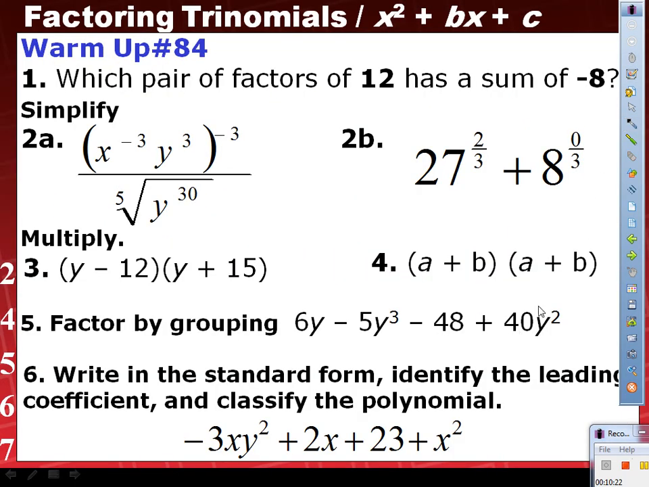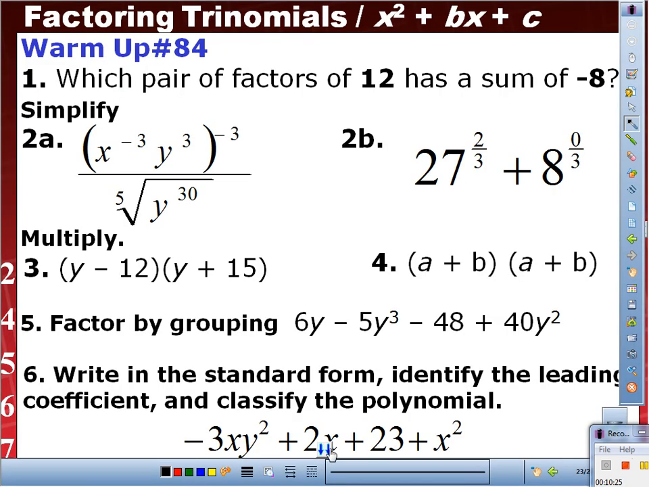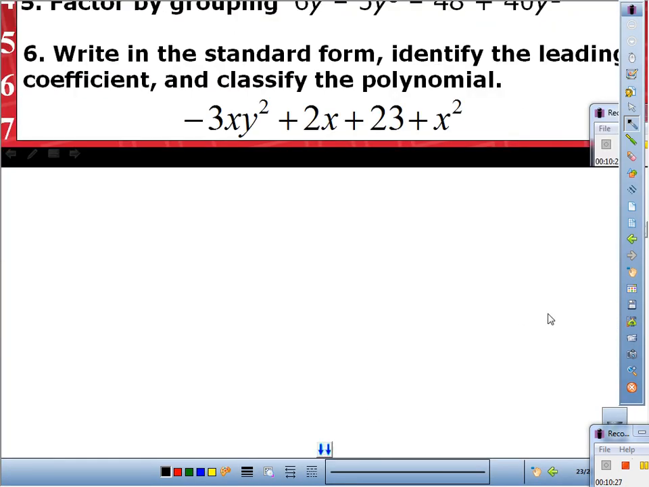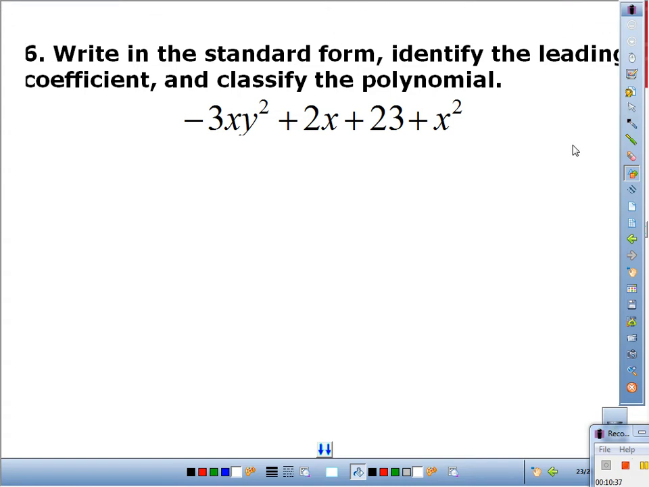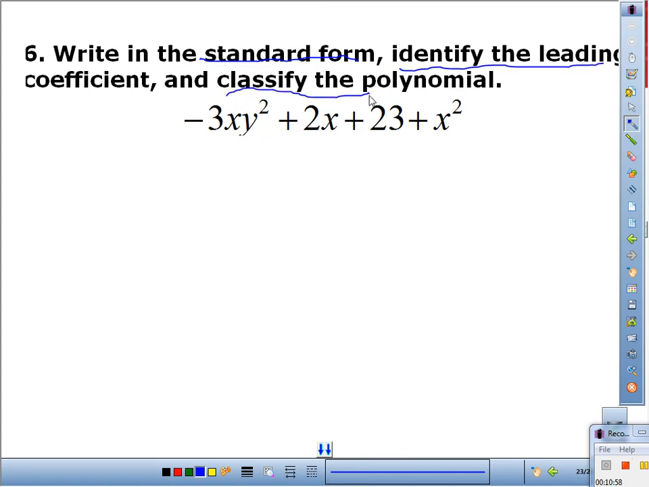And last but not least, number 6. Now this one, once again, I think one of the issues with this is that some of you still haven't memorized the terms of the polynomial, how to classify it. So I'm going to go over this one more time. We're going to revisit some of the steps in a little bit just to refresh our memory. So here we go. It says, write in standard form, identify the leading coefficient, and classify.